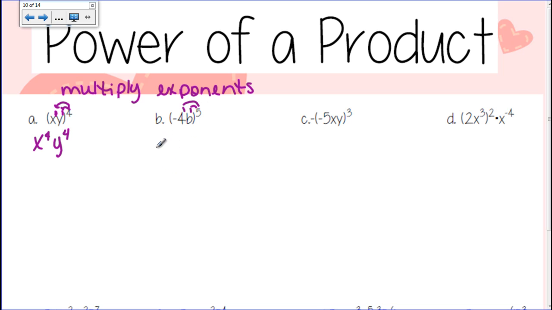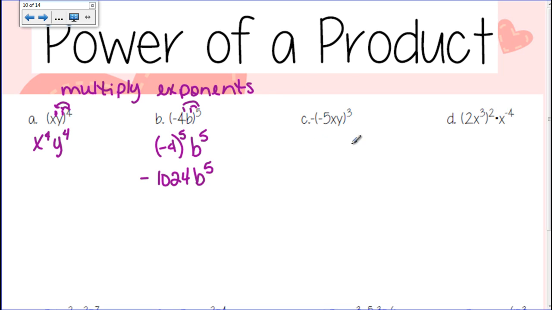So I end up with negative 4, and I'm going to leave it in parentheses because it was in parentheses to begin with, to the 5th power, b to the 5th power. And if I wanted to simplify further, I could do negative 4 to the 5th power and come up with the fact that is negative 1024, and it's negative because I had an odd power, b to the 5th.